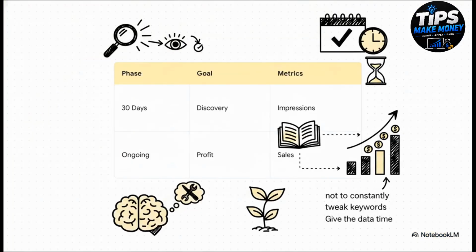So, in your first 30 days, your main goal is simply discovery. You want to monitor your impressions and clicks, but for an ongoing series, sustained profitability really relies on your read-through rates. Basically, do they buy book 2 after they finish reading book 1? You evaluate your keyword success by carefully monitoring your monthly sales reports. Just remember one golden rule. Don't constantly tweak your keywords. You've got to give the data a few weeks to show you real, actionable patterns.